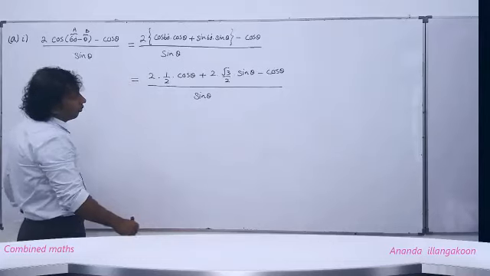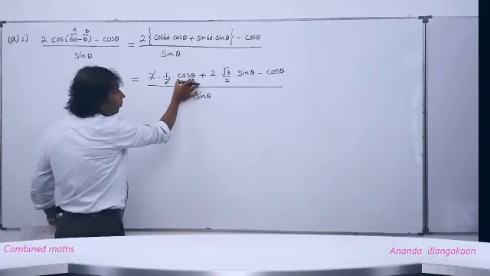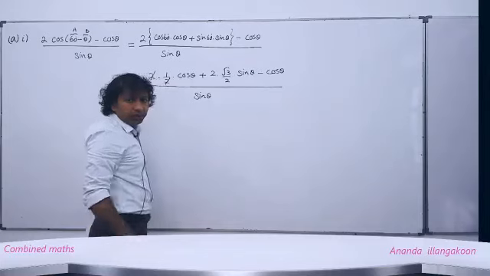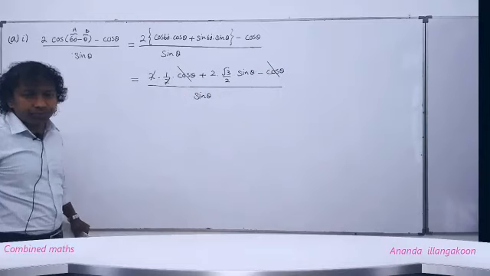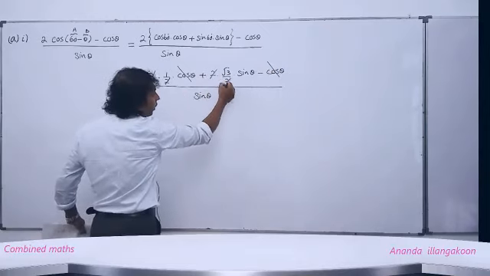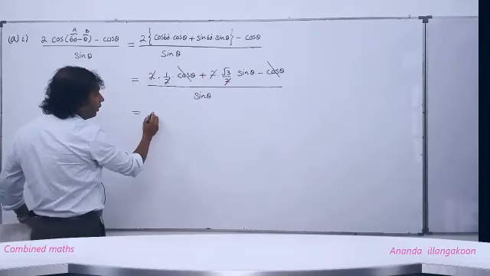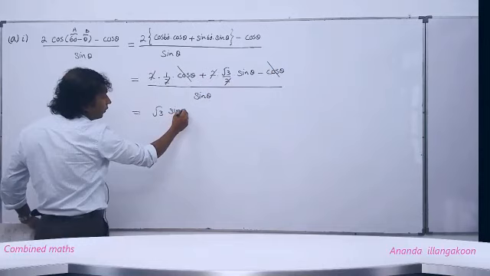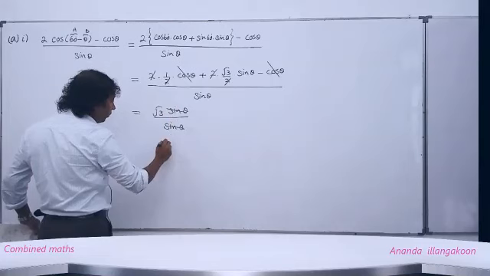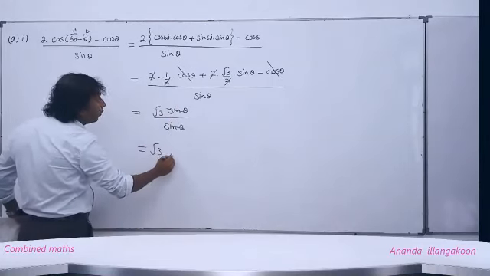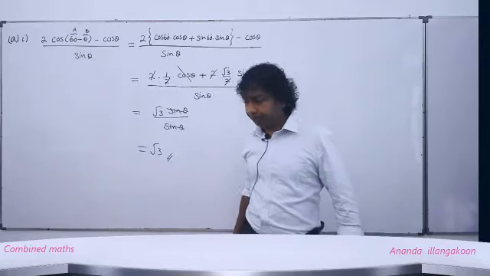Now, people, you can very clearly understand this 2 and this 2, you can cancel down. Then here we have cos theta term. Here also minus cos theta. Then that 2 you can cancel down like this, people. Now this 2 and this 2 you can cancel down. Now what do you have, people? Numerator root 3 sin theta, denominator sin theta. This 2 you can cancel down. Then we get the first answer, root 3. Right?